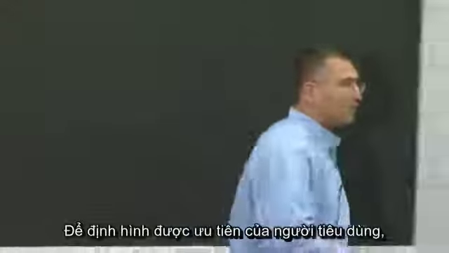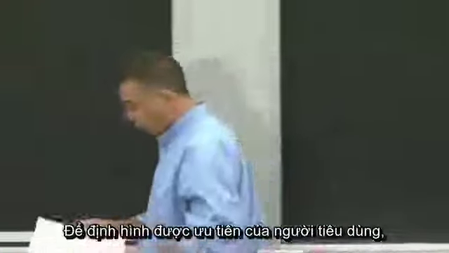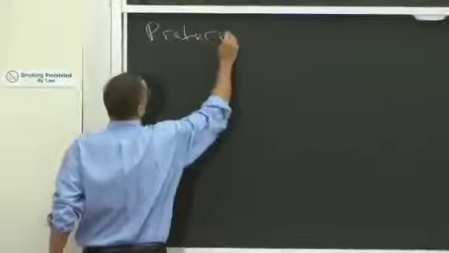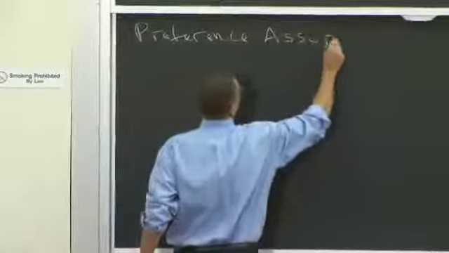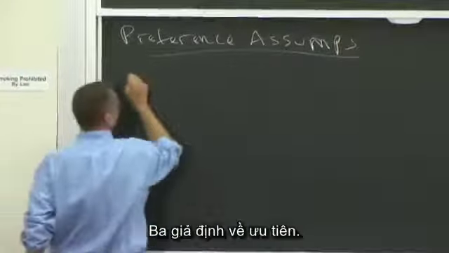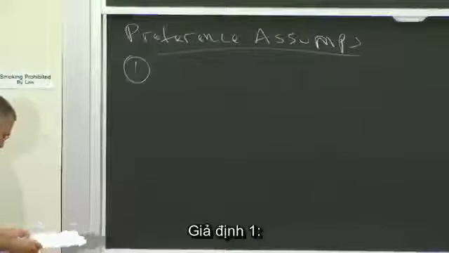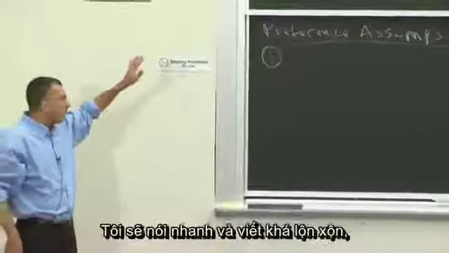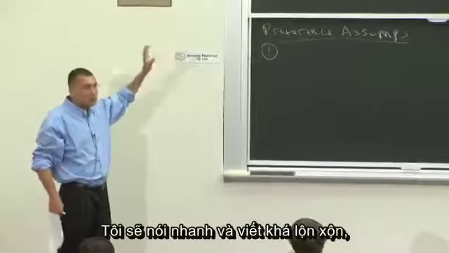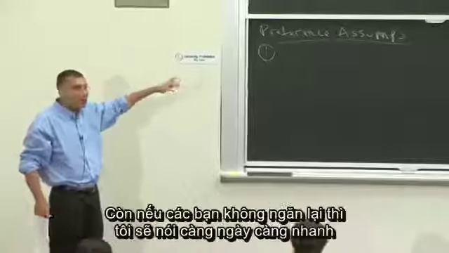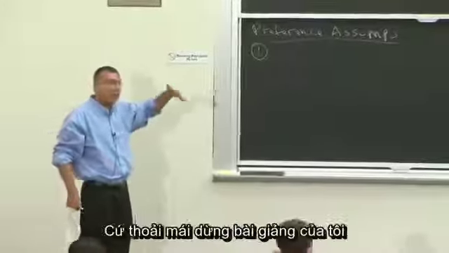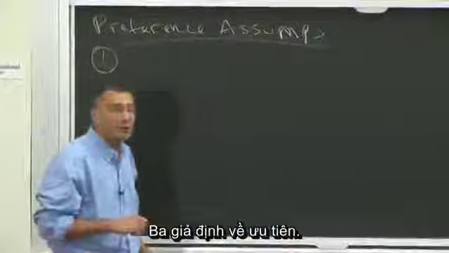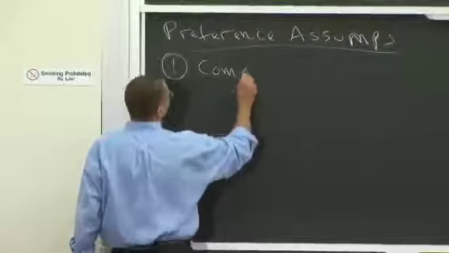To model consumers' preferences across goods, we're going to impose three preference assumptions. Assumption 1. Once again, let me remind you from the first lecture, this is getting to some of the harder material. I'm going to write messily and talk quickly, so stop me if anything is unclear. And if you don't stop me, I'm just going to go faster and faster until I explode. So feel free to interrupt and stop me with questions. Okay, three assumptions on preferences. The first assumption is completeness.